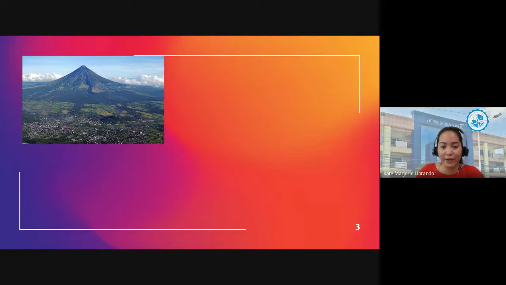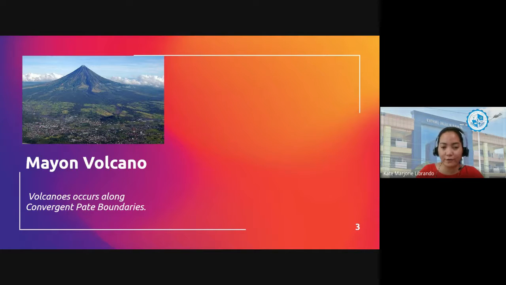Now we have here a picture of the Mayon volcano. This Mayon volcano is located on Luzon, Philippines, dominating the city of Legazpi. It is often called the perfect volcanic cone because of the symmetry of its shape. Now, volcanoes occur along convergent plate boundaries.